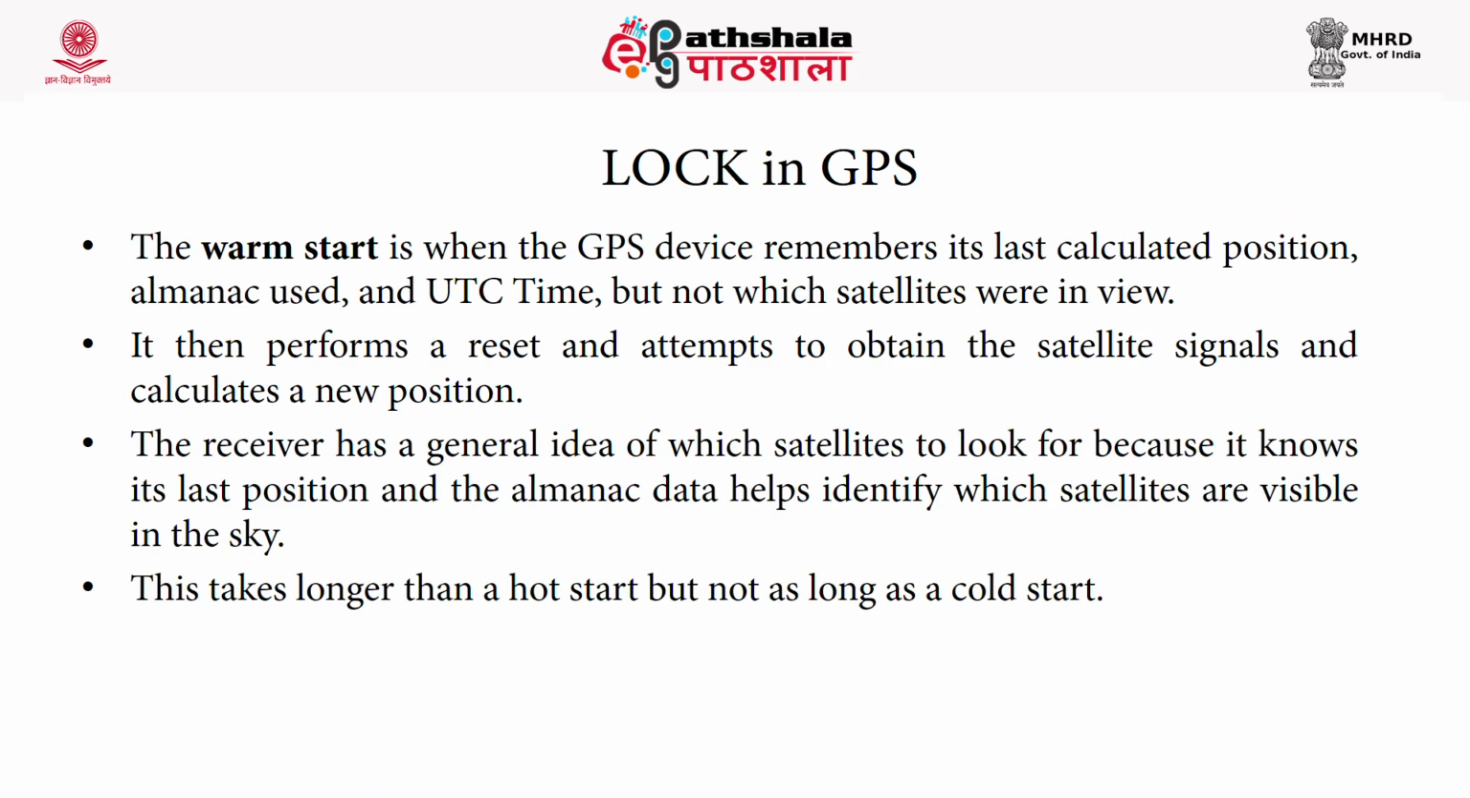The second one is the warm start, where the GPS device remembers its last calculated position, almanac used, and the universal coordinated time, but not which of the satellites were in view. So, accordingly, the GPS performs a reset and attempts to obtain the satellite signals and calculates a new position. So, the receiver has a general idea of which satellites to look for because it knows its last position, and the almanac data helps identify which satellites were visible in the sky. This usually takes a longer time than the hot start, but not as long as the cold start.